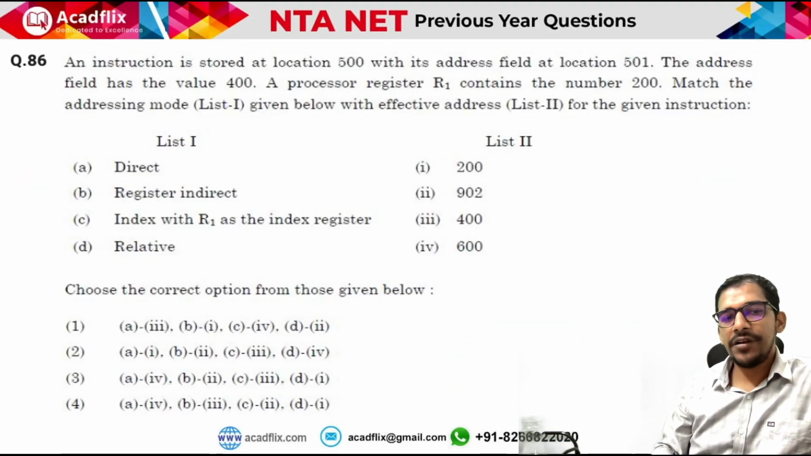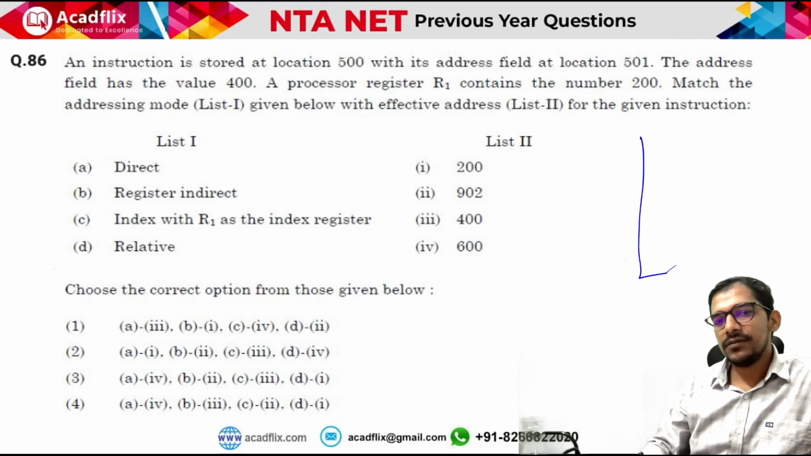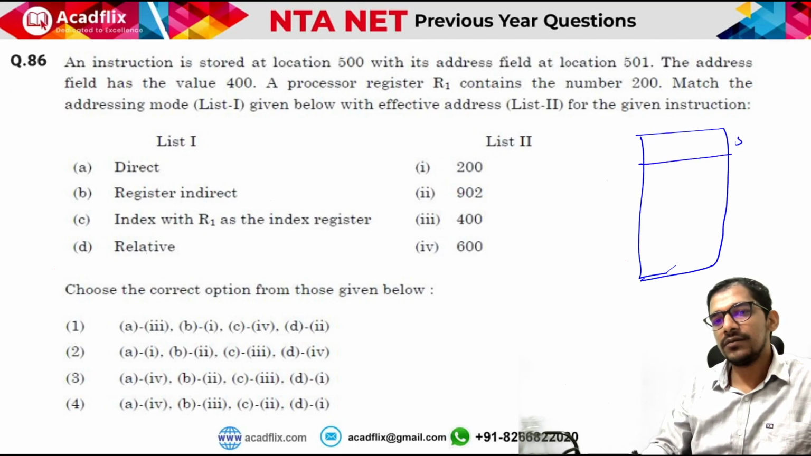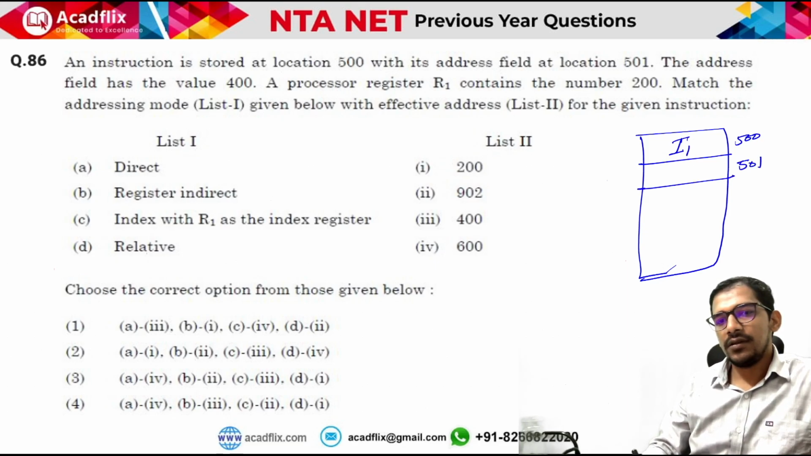Now the next question is on the addressing modes. In this question, they are saying that an instruction is stored at the location 500 with its address field at location 501. So we have an instruction stored at the location 500, and the address part of the instruction is stored at 501. The address field has the value 400, so inside this we have the value 400.